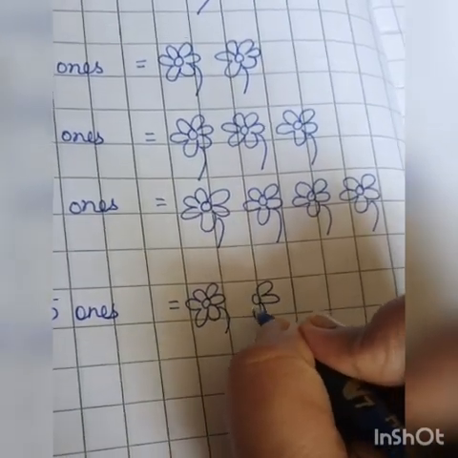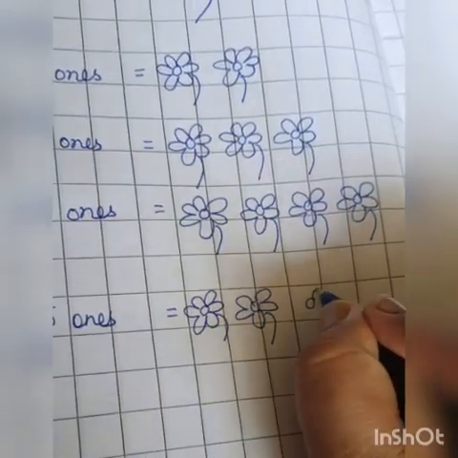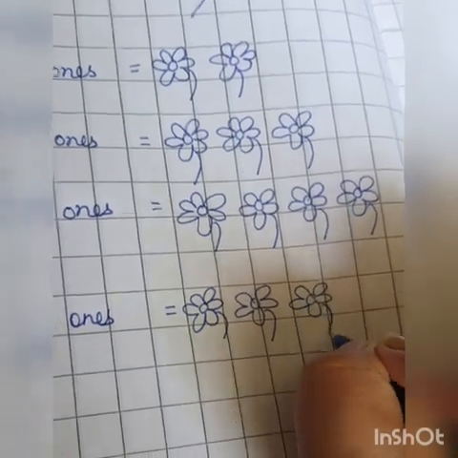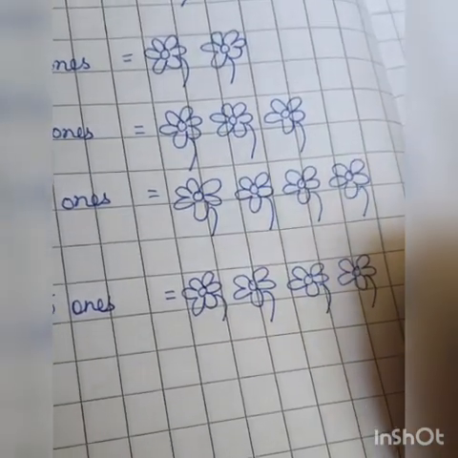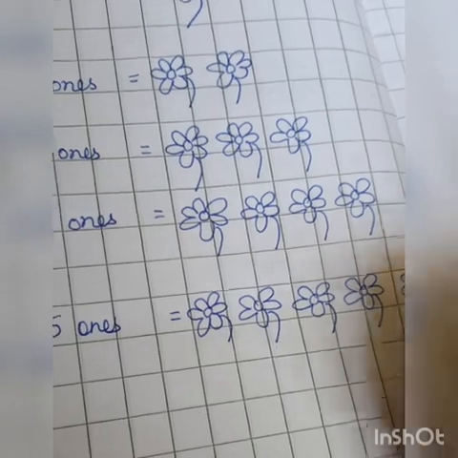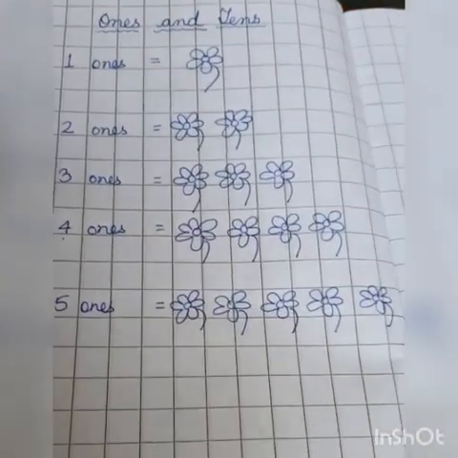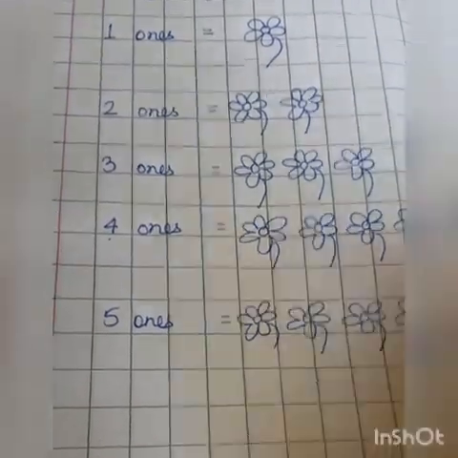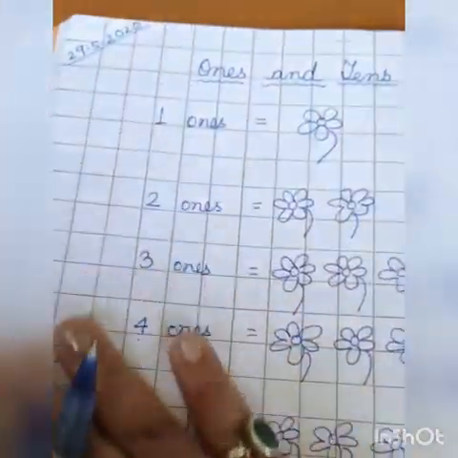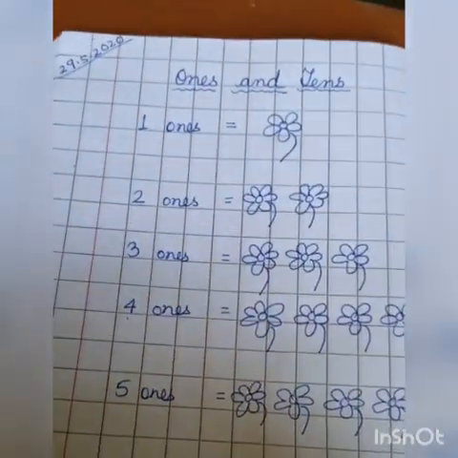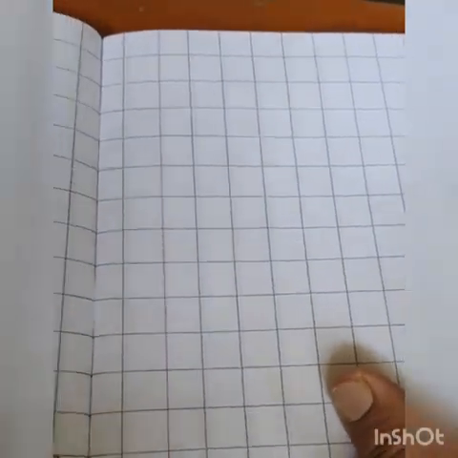1 flower, 2 flower, 3 flower, 4 flower, and 5 flower. Can you see that? Very good. Now in the next page we'll go with 5 ones because it's taking a lot of place here. So that the page looks neat, we should not write everything on the same page. You have to write 6 ones on the next page.